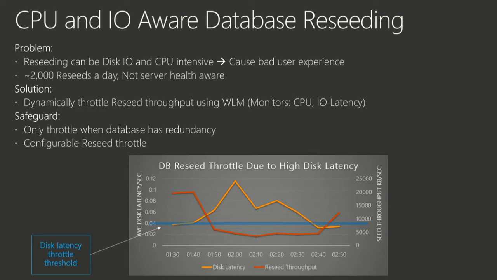Around about 140, we see that disk latency has crossed that threshold. That signal gets sent to the WLM monitor, and the monitor says, reseed, you need to pull back a little bit. So we see that reseed throughput drop, and it stays dropped because the latency is still high. Around about 240, the latency goes below the threshold, and that signal gets pushed through to WLM again. At that time, it says, we're all good. You can go ahead and continue your reseed.